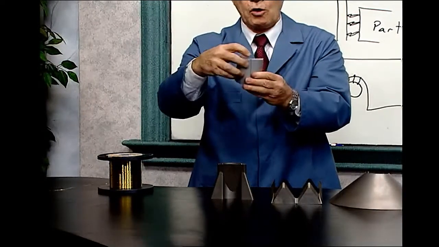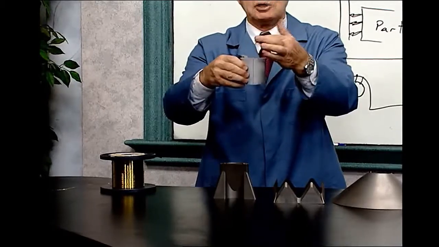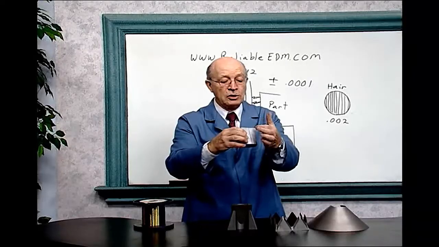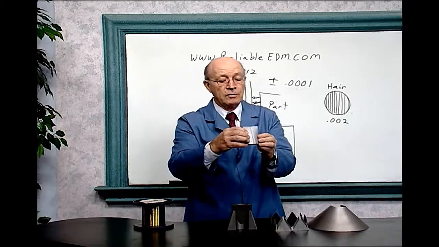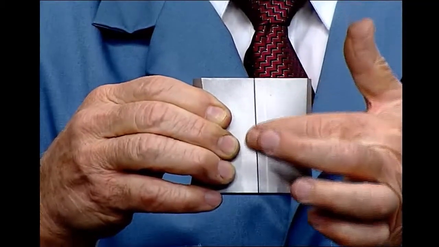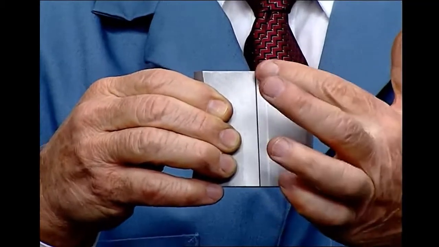And so we put a hole in there. That's where the wire goes through. It's like a precision bandsaw. We put the wire through. You can see the kerf. This is the kerf over here. That's the path of the wire.